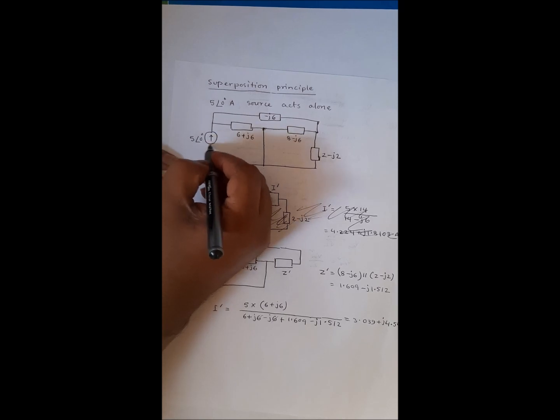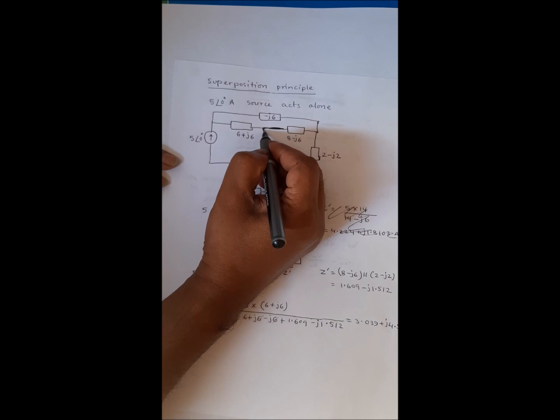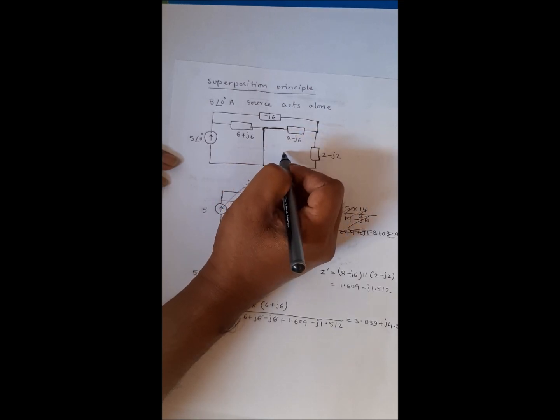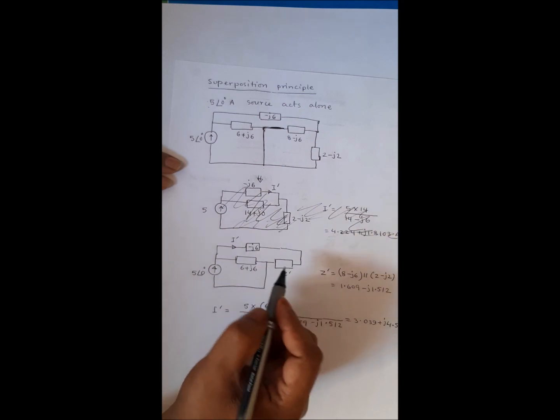So now we keep this current source, short this voltage source, and open up this current source here. If you do this, you will find this simplified circuit, and we solve for the 5 ampere current source acting alone.